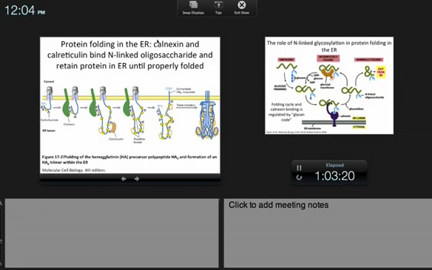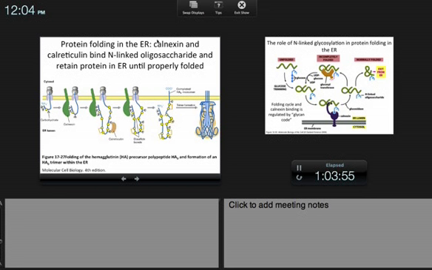Calnexin is a membrane protein. It's a membrane protein that lives in the ER. It never goes, well, if all goes well, it shouldn't go to the plasma membrane. It lives in the ER. It functions in the ER. And its job is to hold onto those carbohydrates to retain it in the ER while it's folding, so it doesn't go out. And then calreticulin is also involved with retaining and aiding in folding, keeping the protein in the ER until it's properly folded and assembled.